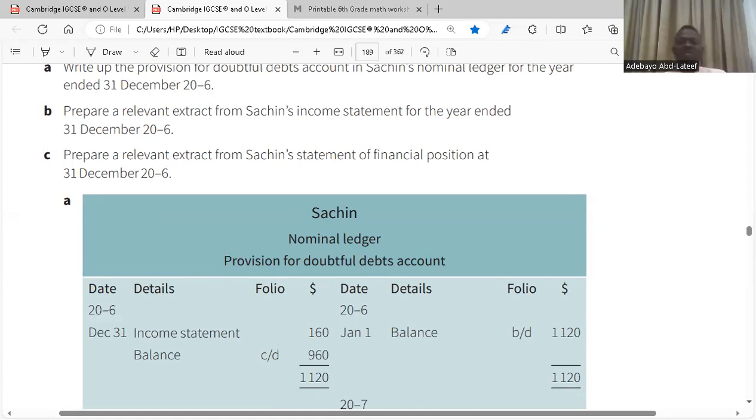This is the provision for doubtful debt account. You had an old value, then you have a new one, which is now decreasing, not increasing. So the new value is 960. Where did 160 come from? It is the difference between 960 and 1,120, the new and the old one. The old one is 1,120.